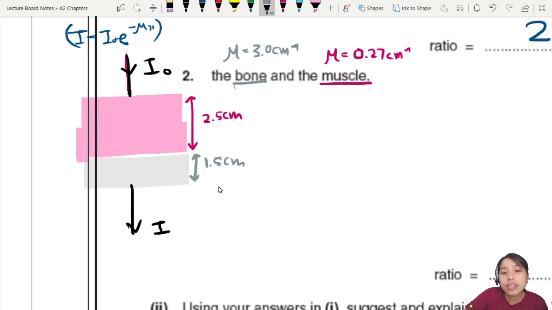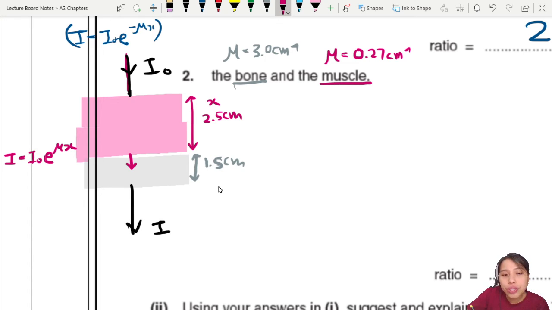Now there's two parts. So think of the muscle first. When your ray comes through the muscle, when it comes out on the other side, what is the intensity here? This intensity, we can say is I equals I naught E to the power of negative mu of muscle, that's why it's pink color, times the distance it traveled, which is the pink color X.